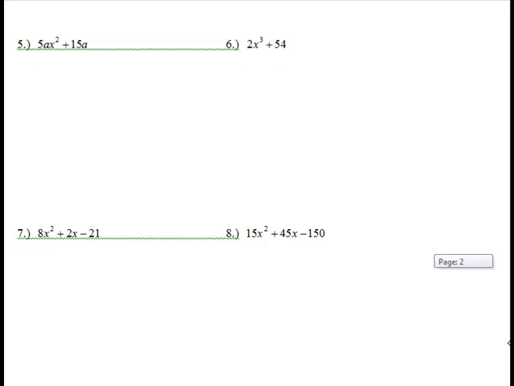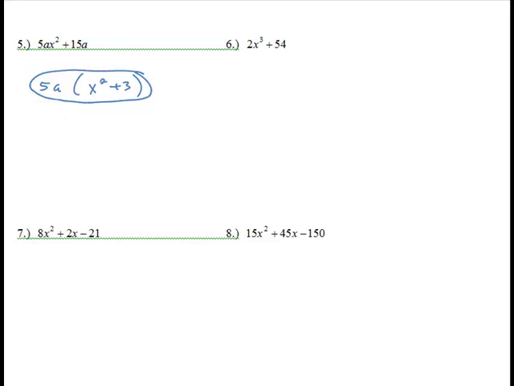Example 5, 5x squared plus 15a. It's in standard form. The greatest common factor, 5a, we factor it out. We're left with x squared plus 3. A binomial still. The first term in the binomial is a perfect square, but the second is not. So we cannot factor that binomial any further, which means we are done at this point. We cannot factor any further.